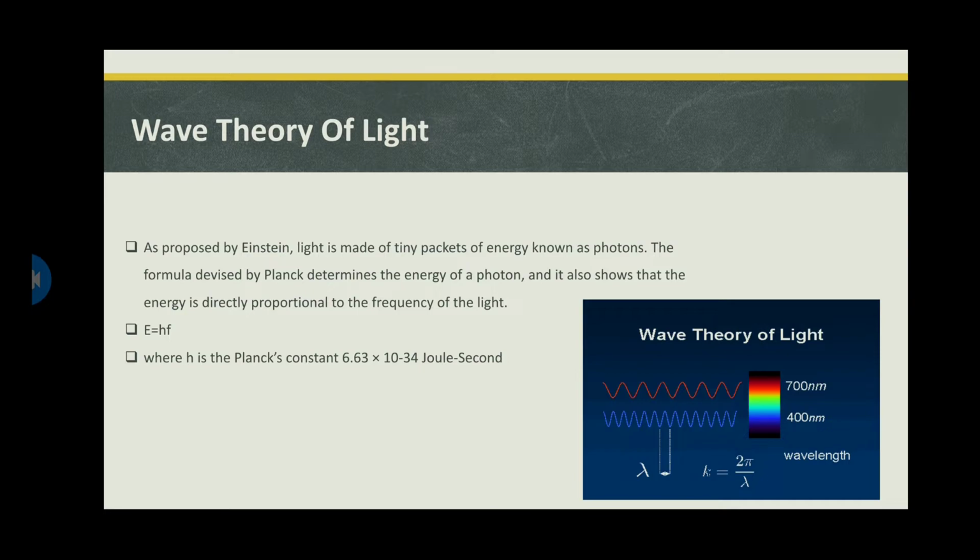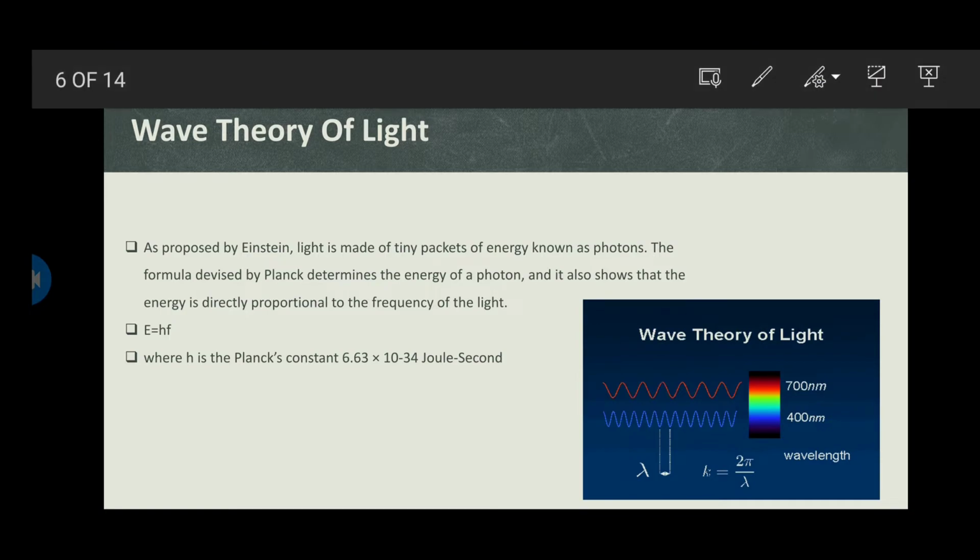The formula devised by Planck determines the energy of a photon, and it also shows that the energy is directly proportional to the frequency of light. E is equal to h mu, where mu is the frequency. We can say that energy is directly proportional to mu, where h is Planck's constant with a value of 6.63 into 10 power minus 34 joule seconds. You can also see the diagram on my screen. This is the wave nature of light.